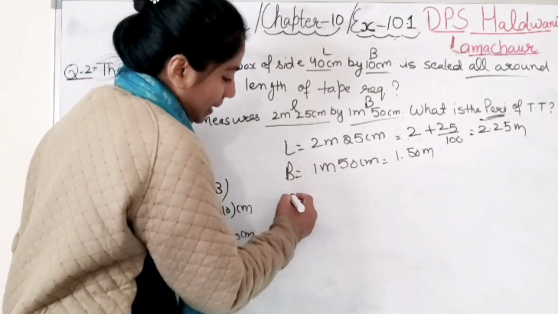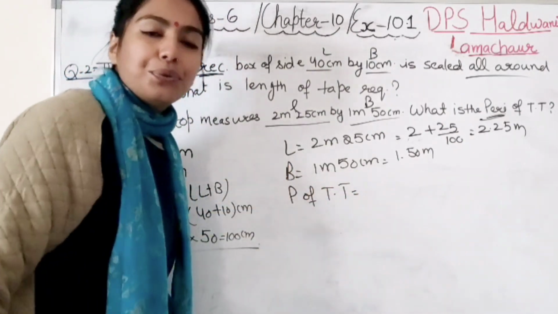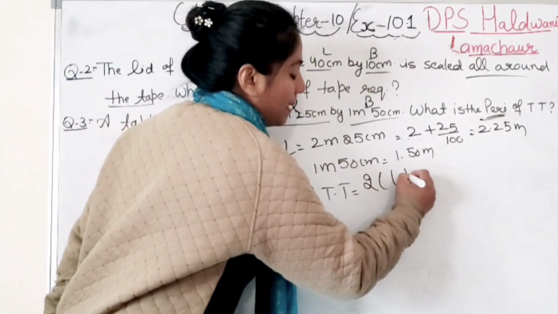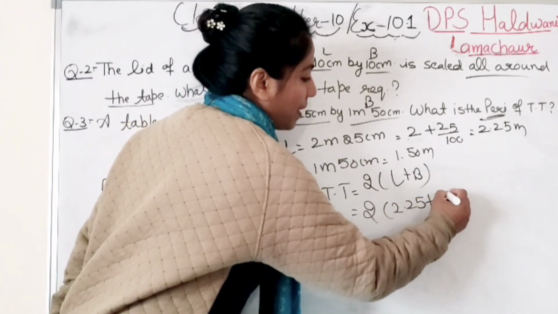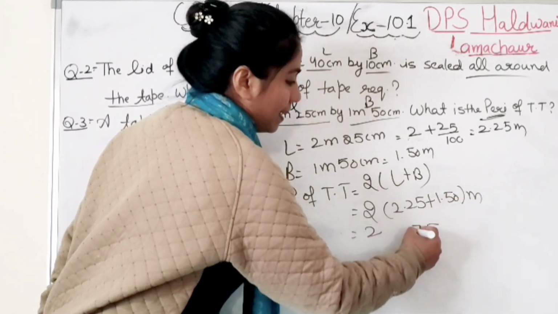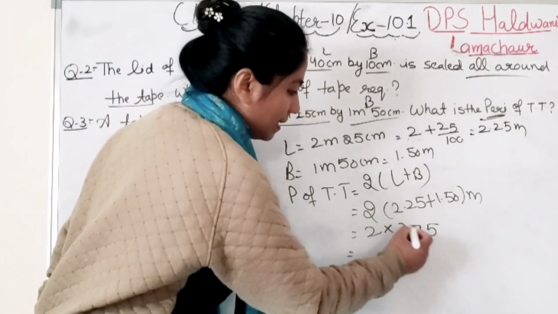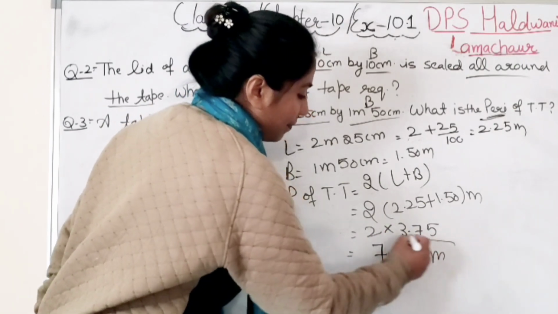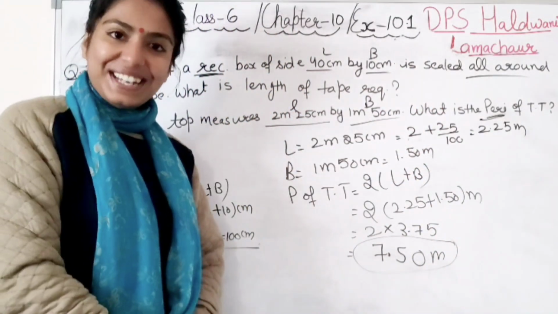Right? So the perimeter of the tabletop, because the tabletop is given here, so you can write according to the question, but the formula is of the rectangle, perimeter of rectangle, 2 into (L plus B). That's it, 2 into (2.25 plus 1.50). So 2.25 plus 1.50 is 3.75. So when you multiply, 5 twos are 10, 7 twos are 14, 15, 3 twos are 6 and 1 is 7. So 7.50 meter is the perimeter of the tabletop. Right, student? Very simple, no?